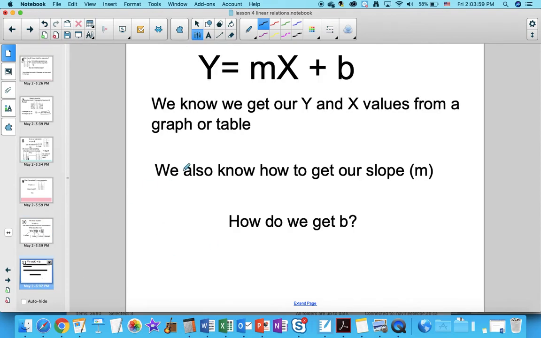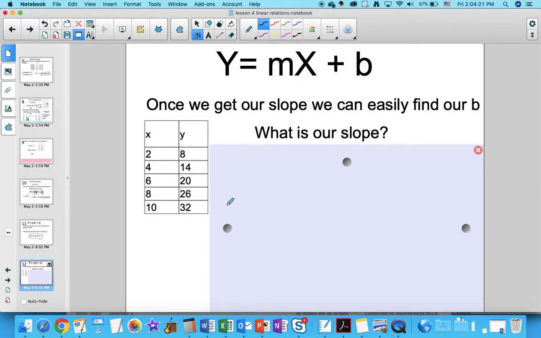Okay. So we know how to get our y and x values. If I gave you a table, you would know which one's your x and which one's your y. If I gave you a graph, you could find your points, which would give you your x and y. We also know how to find our slope, right? It's the change in y divided by the change in x. How do we find b? Well, once we get our slope, b is super easy to find.